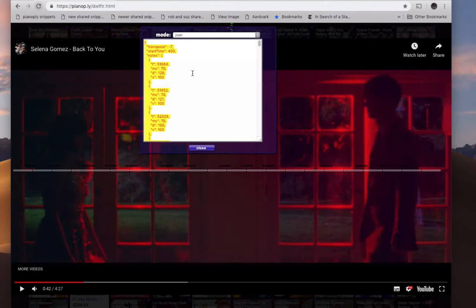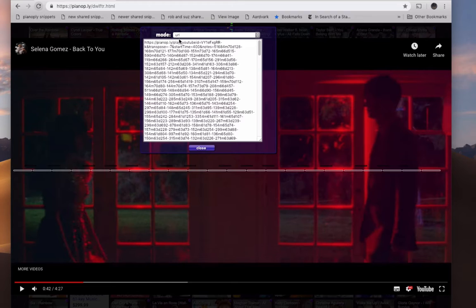For instance, JSON. This is the old format. I've added the start time in there, so that actually gets exported. It didn't used to. Notice that these notes are absolute times rather than delta times, and the velocity is in there. So it's a bulkier format, and it's not as good for URLs.